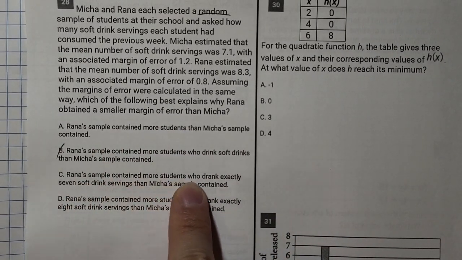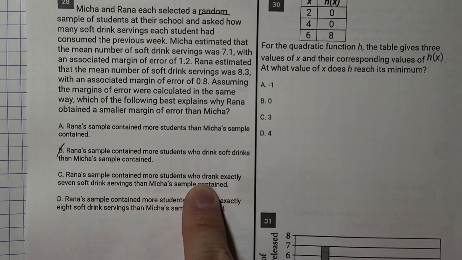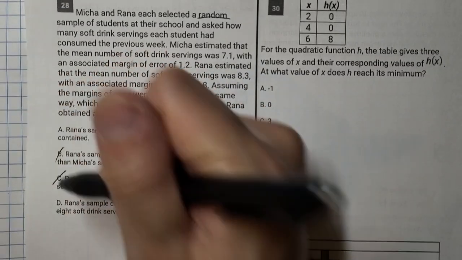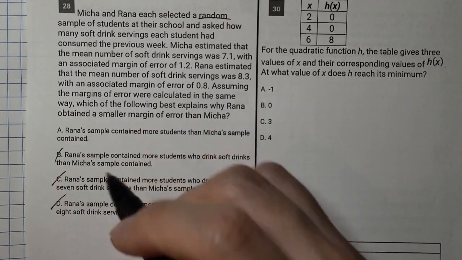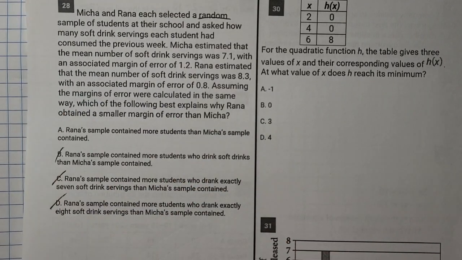Rana's sample contained more students who drink exactly 7. How would you know that, on the board? If they're randomly selected, right? So more students who drink exactly... Okay, again, same thing. These don't make sense at all if you know stats.